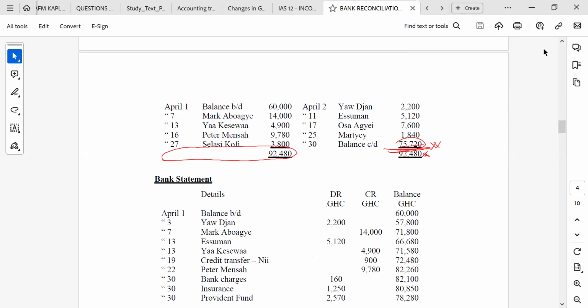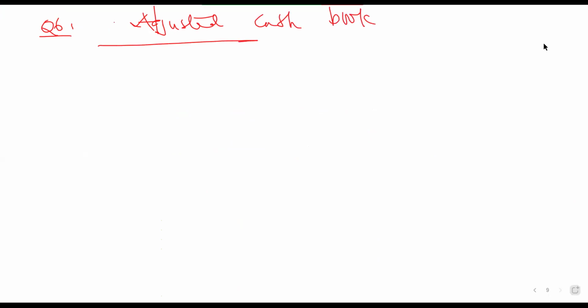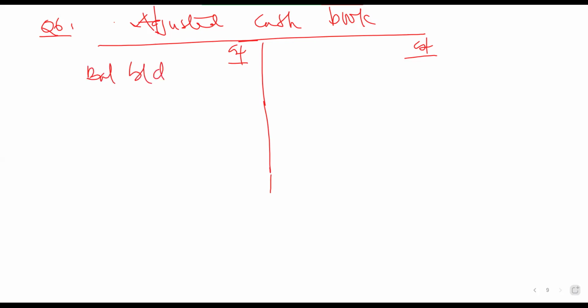So we can now start with our adjusted cash book. Okay, so we always start with the closing balance. The opening balance has already been captured. So we just use the closing balance to adjust those items that have not been captured.